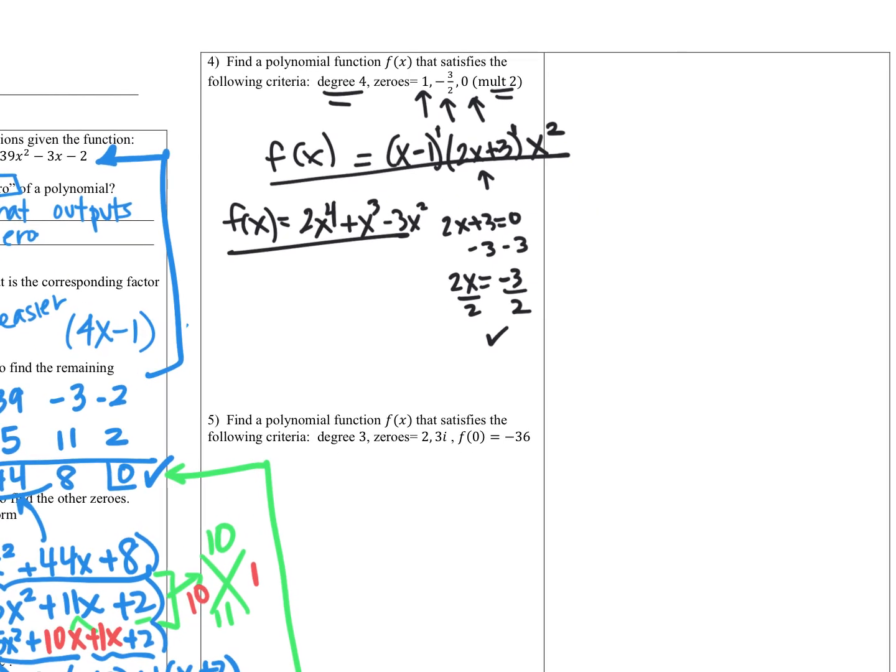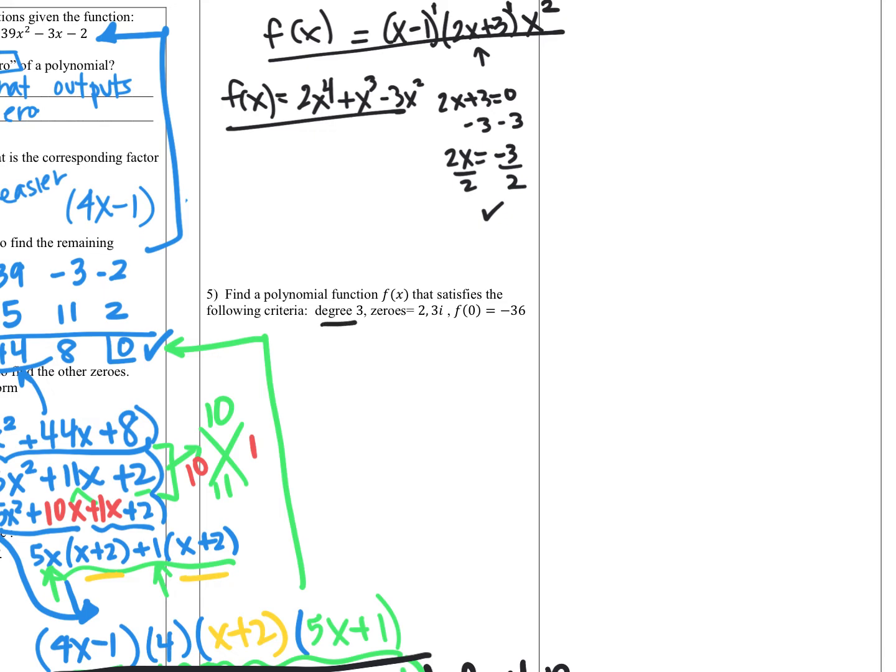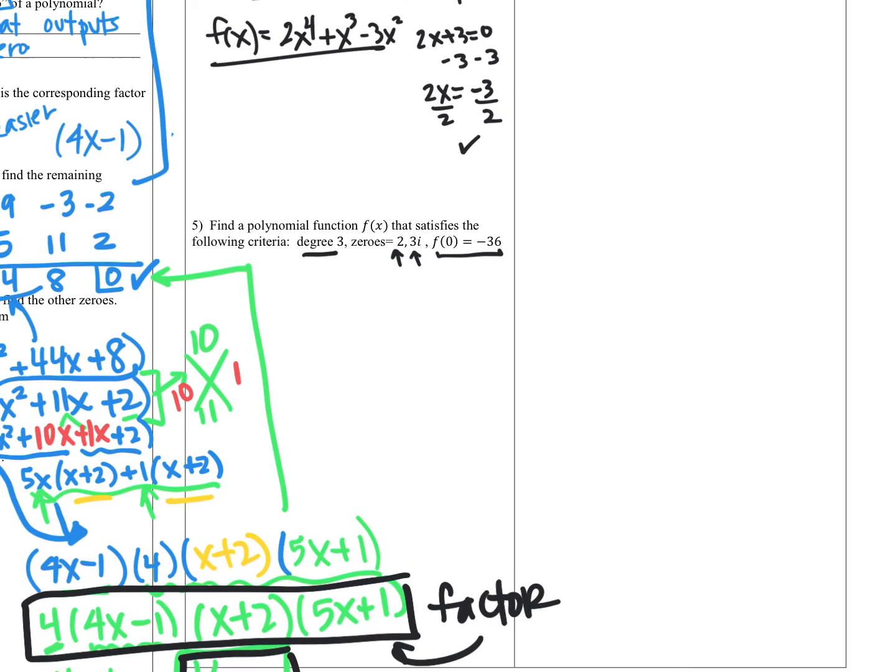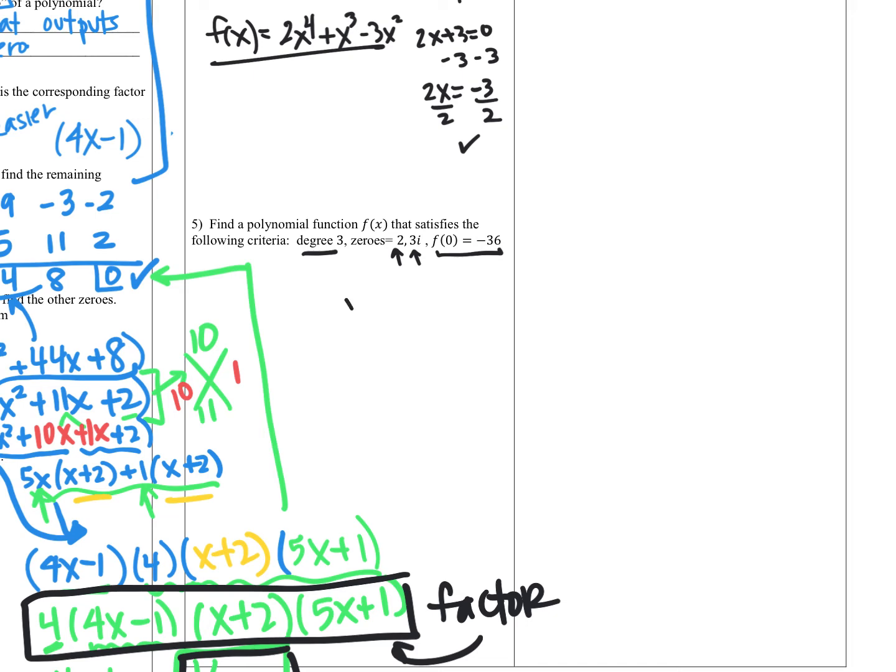All right, for number 5, we want degree 3, and it gives us, well, it looks like only 2 zeros, and then there's another condition. It needs to make sure that if you plug in a 0, you get -36. So for the 0 of 2, I know that's x minus 2. For the 0 of 3i, that's x minus 3i, but remember those always come in pairs, since it's a conjugate pair, so I'm going to write x plus 3i also. So we know that we have zeros of 3i and also -3i, that's its conjugate pair. Now, the reason for that 0, -36 is because it's saying that there's going to be some coefficient in the front. Not quite sure what it is. We'll find it in just a minute.